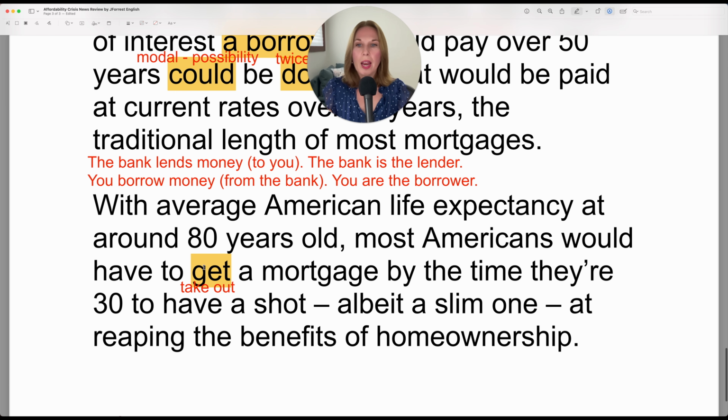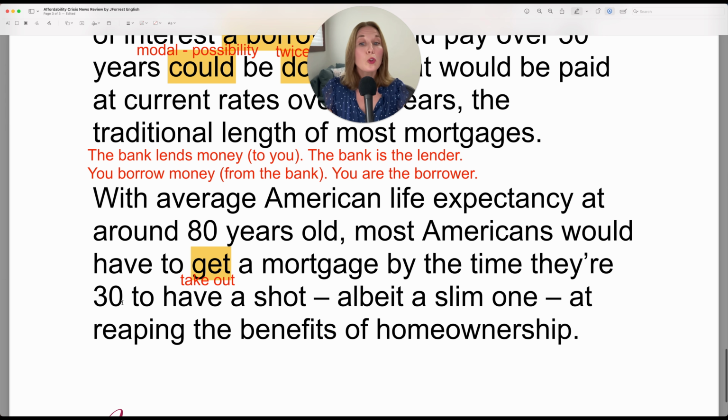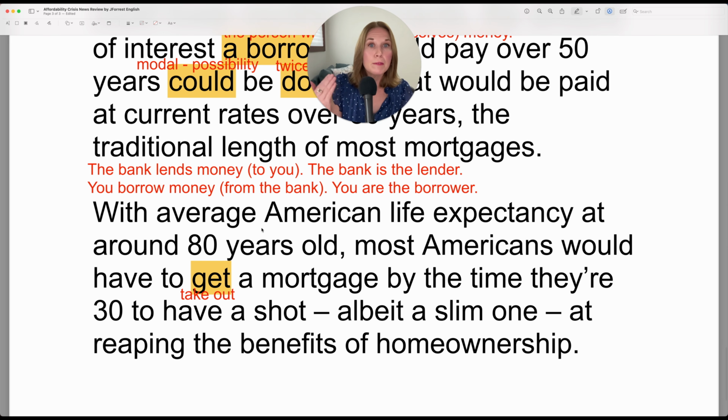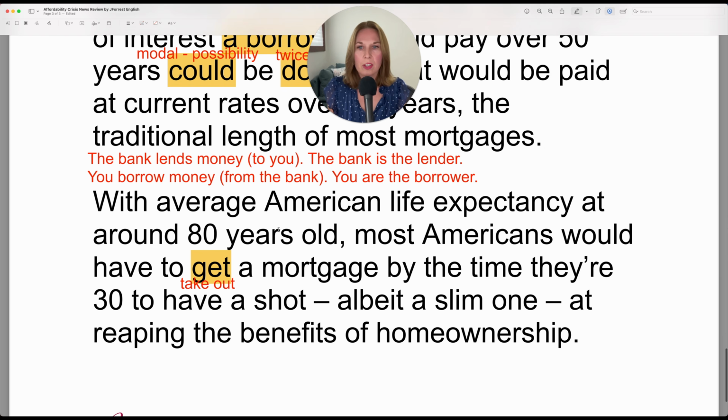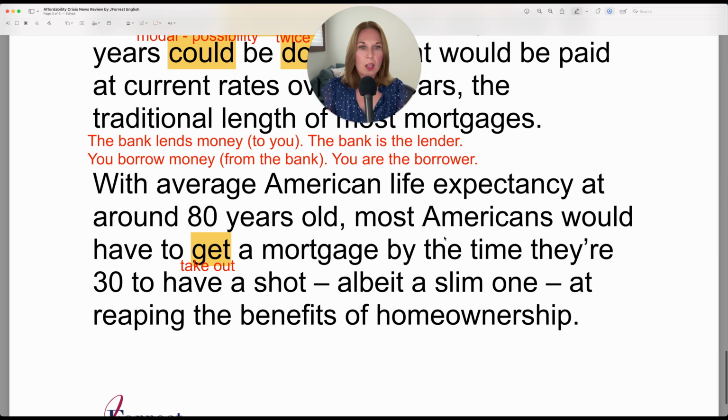Most Americans would have to get a mortgage, take out a mortgage by the time they're 30. Because if, in this case, it's a 50-year mortgage, well, 50 plus 30 is 80. And you may die when you're 80. That's the average life expectancy. Most Americans would have to get a mortgage by the time they're 30 to have a shot.